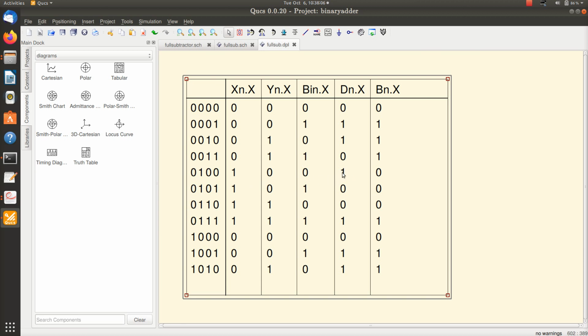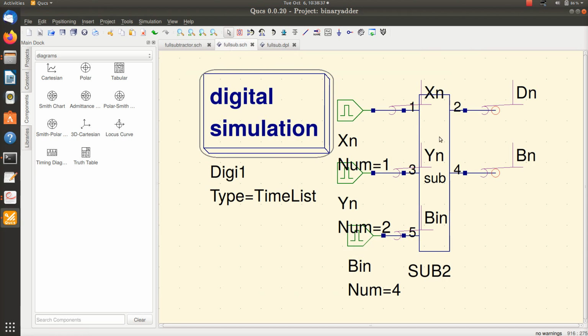1 minus 0 minus 0 is a 1, and the borrow is a 0. 1 minus 0 minus 1 is effectively 1 minus 1, so the difference is a 0, and borrow is a 0. 110 is again 1 minus 1 minus 0, the difference is 0 and the borrow is 0. Now when it comes to 111, it's 0 minus 1, the difference is a 1 and the borrow is a 1. So that verifies my circuit, that verifies the truth table. So I can use this block in other circuits. I can use the same sub-circuit in a 4-bit parallel subtractor, etc. So you at home, you develop the circuit in QUCS and appreciate this.